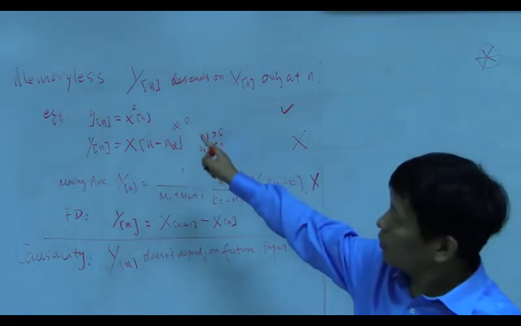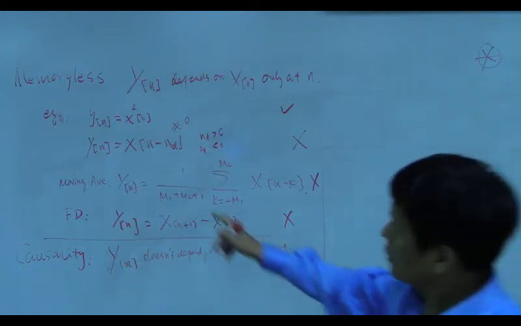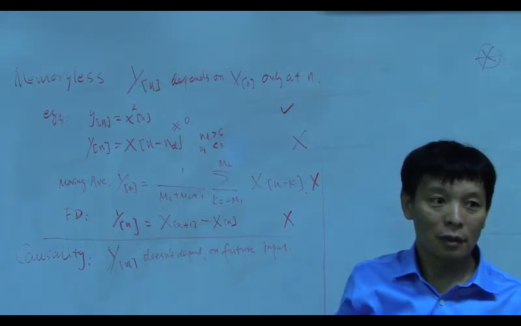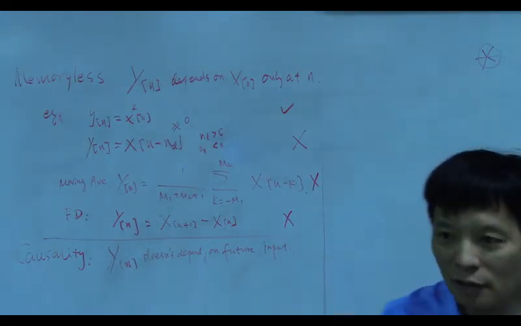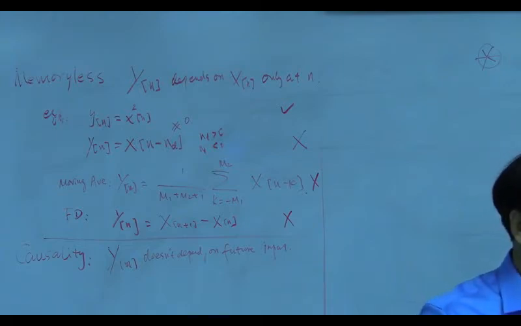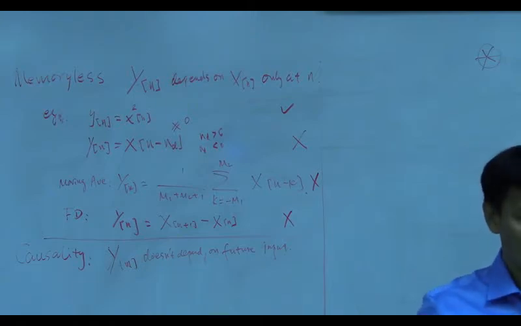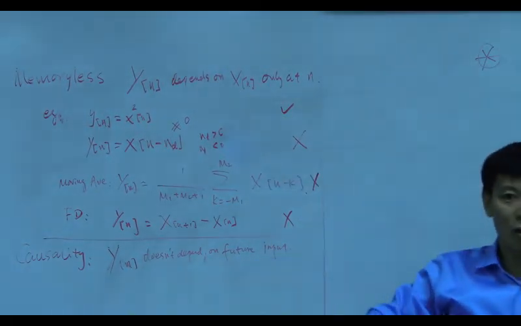Okay, the first example, the square. Is this a causal system? Okay, yes, because it does not depend on future value, only depends on the present. Can I say all memoryless systems are causal? Yes. Can I say all causal systems are memoryless? No. Okay? So make sure: all memoryless systems are causal, not all causal systems are memoryless.